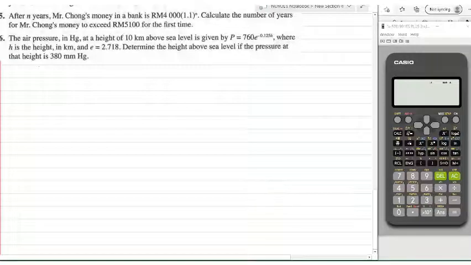Okay, we continue with the last question, question number 6. The pressure of mercury level at a height of 10 km above sea level is given by P equal to 760 e to the power of negative 0.125 h, where h is the height in kilometers and e is equal to 2.718. Determine the height above sea level if the pressure at that height is 380 millimeters of mercury. So now we put in the formula given.